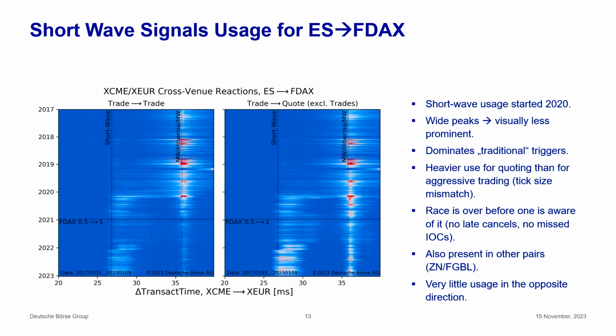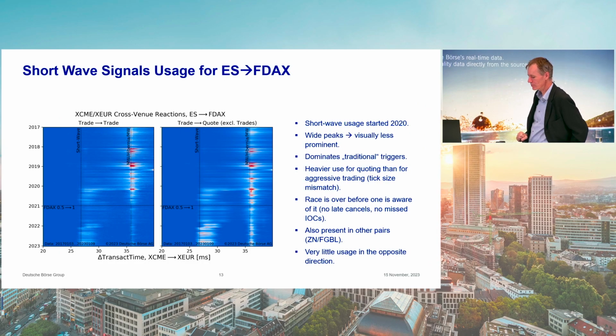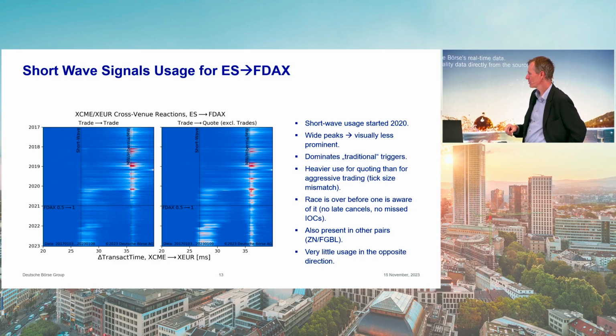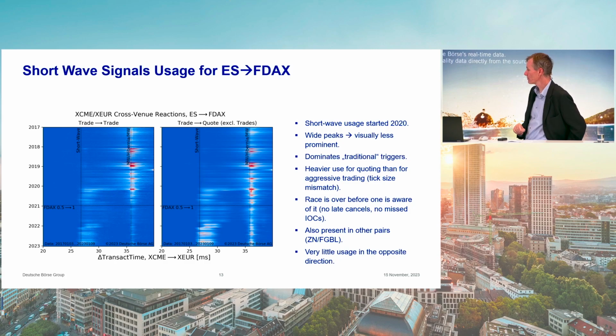Then starting in early 2020, we see the first reactions kicking in earlier. The dotted line is the best case for shortwave. We now see over the last 1 or 2 years that a lot of volume and quoting activity uses these. This particular plot is for the S&P 500 future on the CME being used to trade the DAX future on Eurex, but the plots for other pairs look very similar. I also looked at a fixed income future used to trade a European fixed income future, and they look very similar.